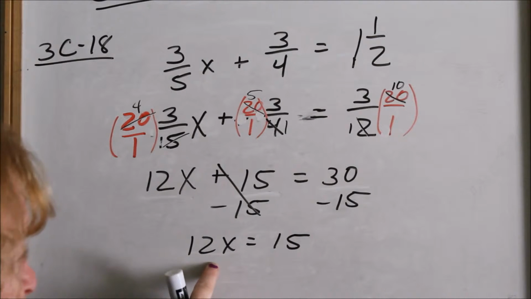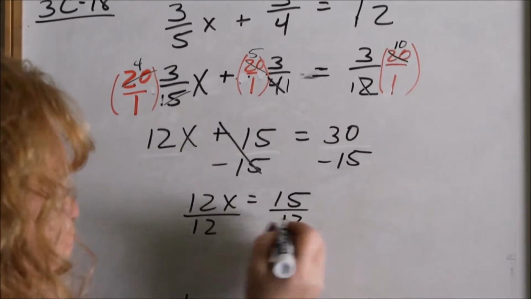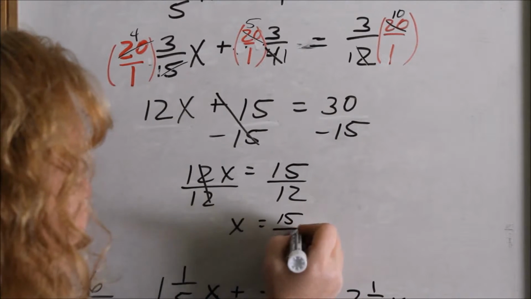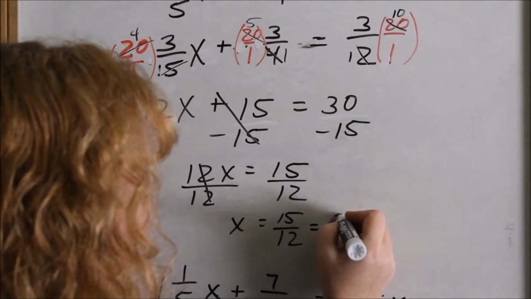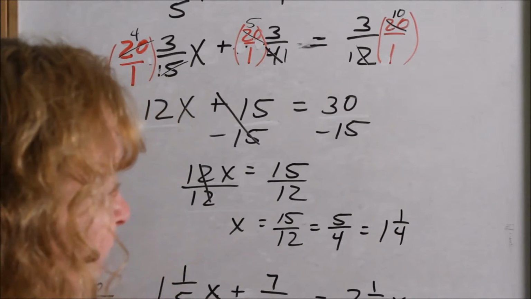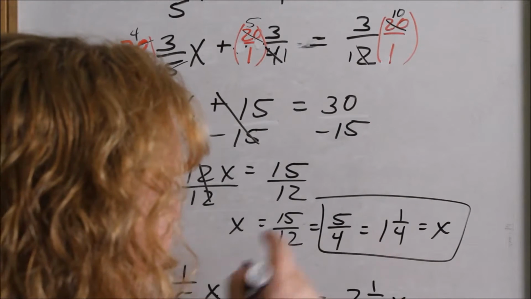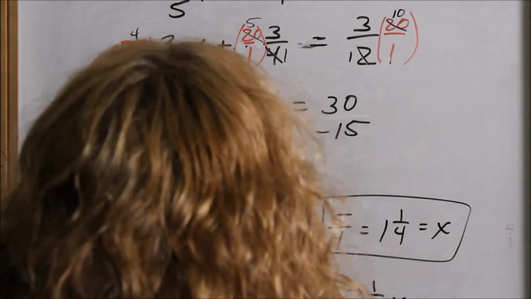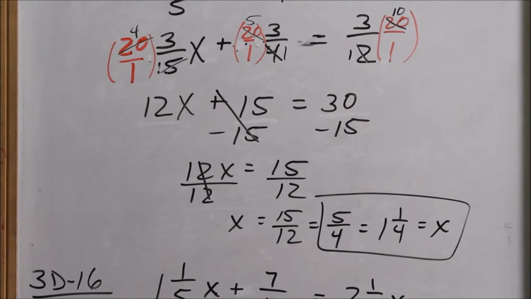Now I divide by 12 because I need to do the opposite of multiplication. So if I divide this side by 12, I divide this side by 12. That becomes 1. I'm left with x equals 15/12. Reduce all fractions when you can. So I can reduce that by 3. That would become 5/4. If you also want to turn that into a mixed number of 1 and 1/4, that is okay as well. So either of these answers, the improper fraction or the mixed number, is acceptable. But always reduce your fraction. So x equals 5/4 or 1 1/4. And we do not have to check these, but you can check it, it's just a little bit more complicated with fractions.